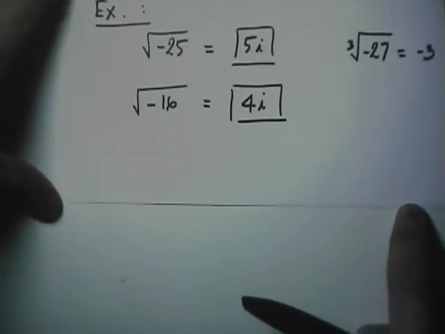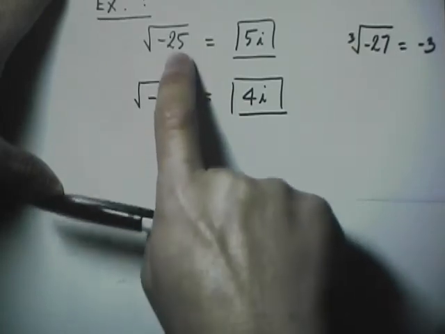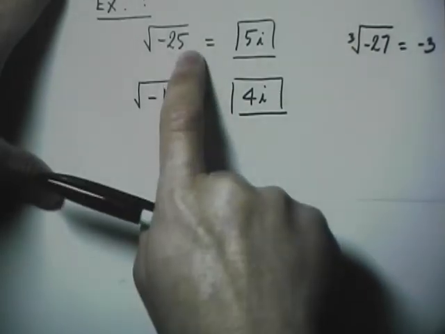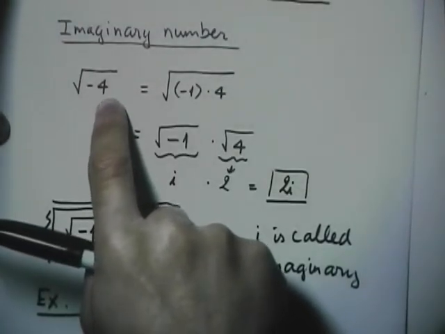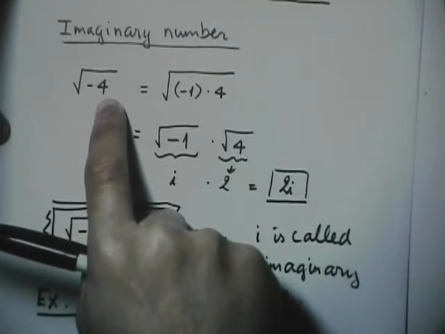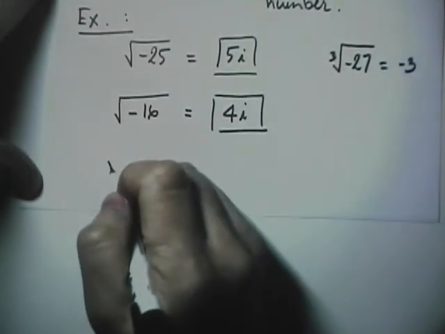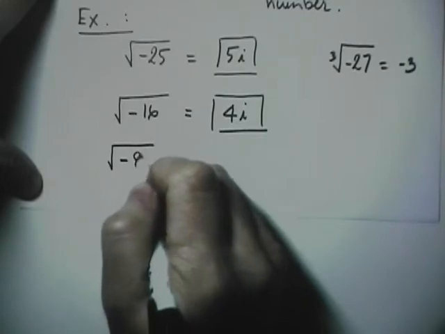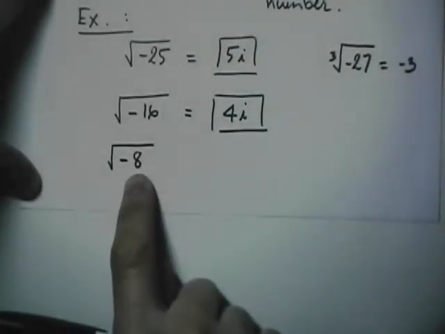Okay? So, in another example, now someone might be concerned: the examples I've shown so far are perfect squares, right? 25 and 16, and even the starting number that we had, square root of negative 4, I have chosen to be a perfect square. Okay, but then some of you might be concerned, so what about square root of a negative number which is not a perfect square? So how about square root of negative 8, for example? Okay, so this time you can see 8 is not a perfect square.